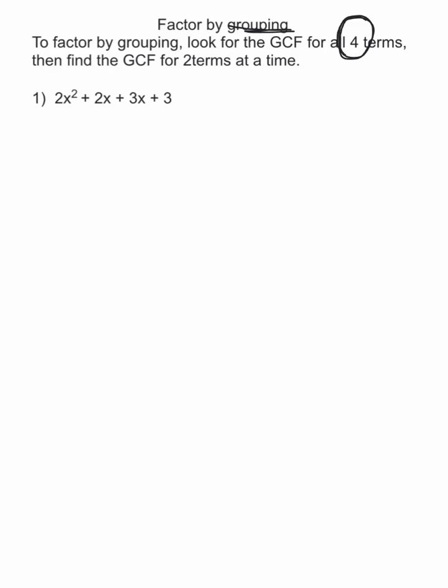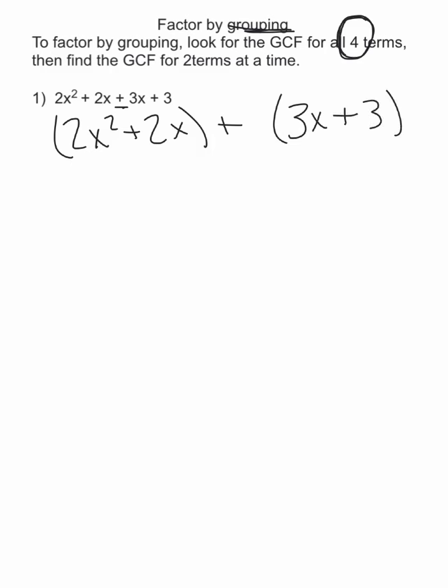2x squared plus 2x plus 3x plus 3. So we're going to start by putting parentheses. We're going to group them. So we're going to group the first two together. And then this is a plus, so we're going to leave a plus. And then we're going to group the last two together, 3x plus 3. Now, we're going to look for the greatest common factor. So we're going to look at this first set of parentheses.